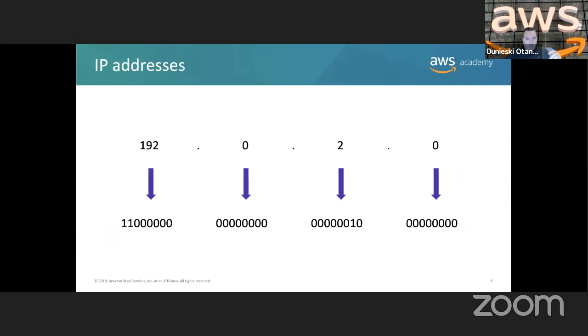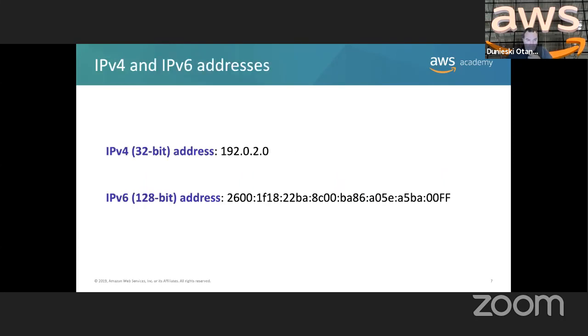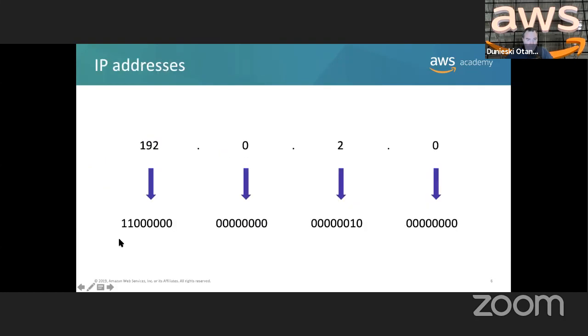Okay, so here we have 4 octets. An IP address is divided in 4 octets. It's a total of 32 bits, right? Every number that you see there, 192.0.220, that is 1 byte. Sorry, this is 1 byte, right? This is 1 byte, 1 byte, 1 byte. So it has 4 octets.